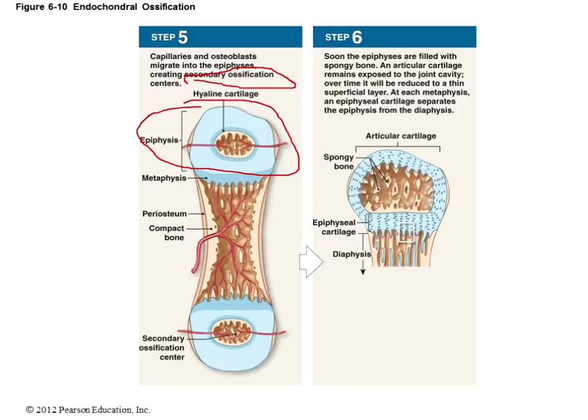And you can see it goes through a very similar process. Spongy bone is formed, blood vessels are penetrating, metaphysis is still present. And then finally, in step 6, the epiphyses are filled with spongy bone. And you have 2 really interesting parts to it.